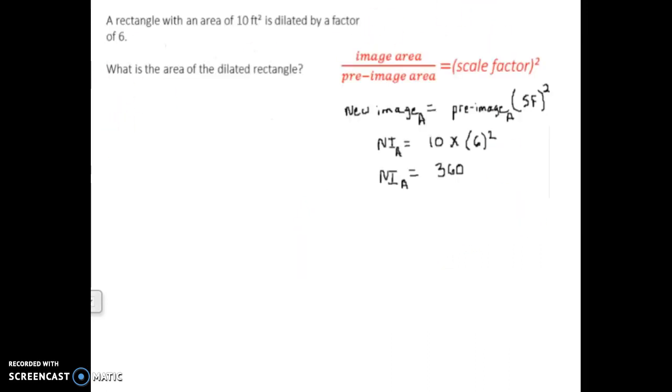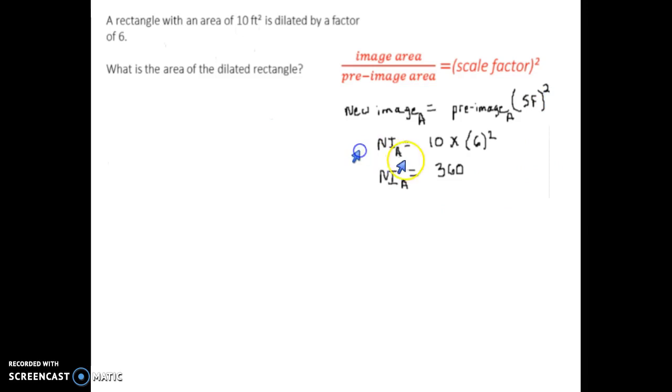So some examples. A rectangle with an area of 10 feet squared is dilated by a factor of 6. What is the area of the dilated rectangle? All right, so area ratio, our image over our pre-image area, times the scale factor, remember it's squared. And we can rearrange this formula by multiplying both sides by the pre-image area. So we've got our new image area is equal to the pre-image area times the scale factor squared.